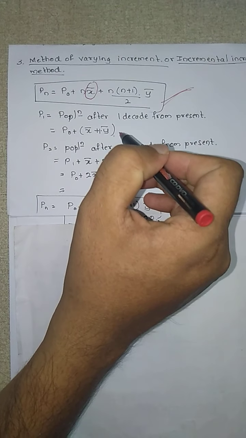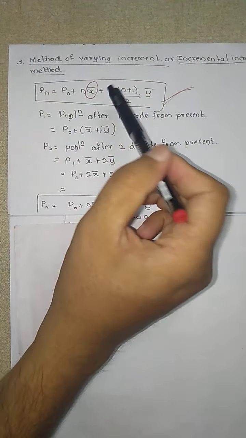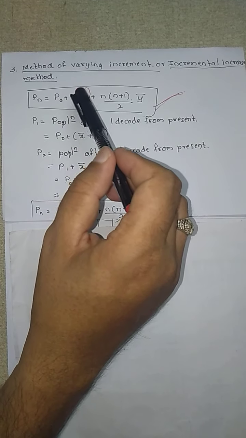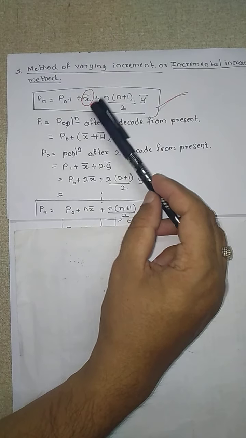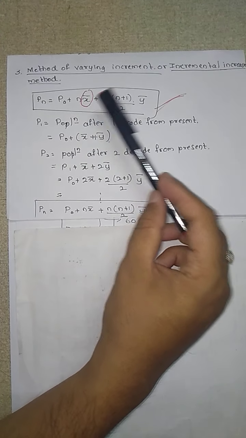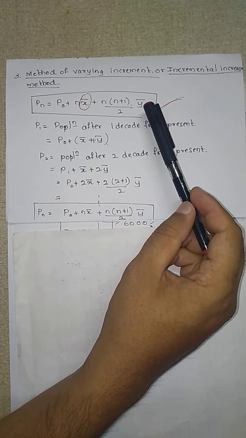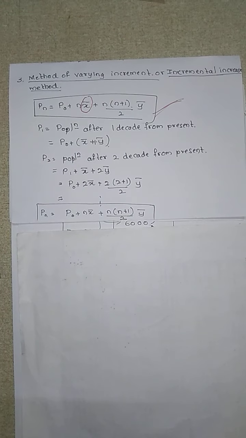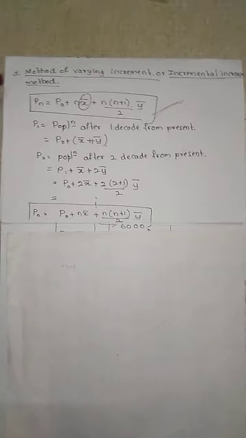Here, what is n? N is nothing but the number of decades after the last known population. P naught we know, that is the population of the last known decade. X bar is the average of increased population, and y bar is the average of incremental increase of the known decades, and Pn is the required population. When we want to calculate any population after the last known decade, that is nothing but the forecast future population. I hope this is clear to you.